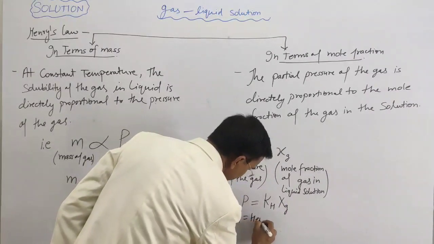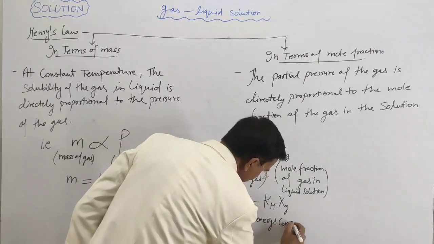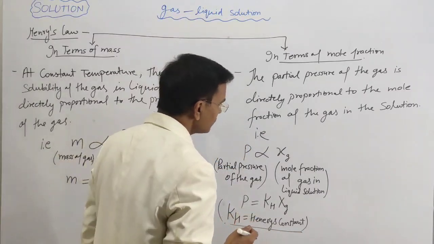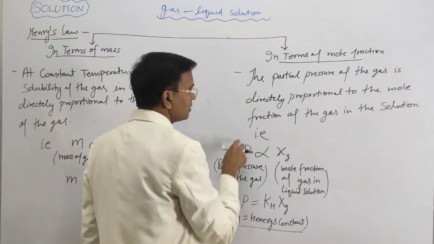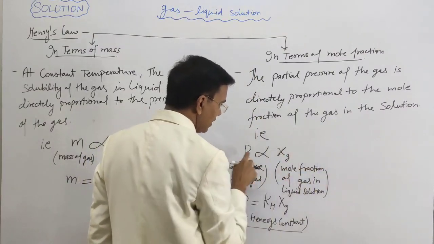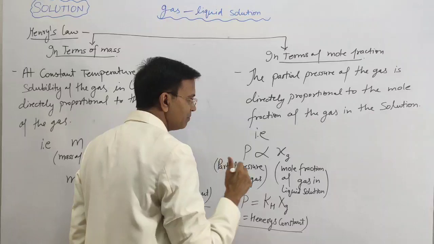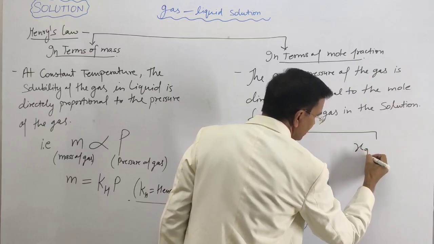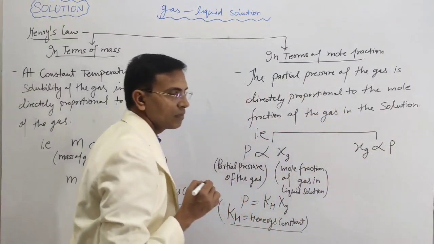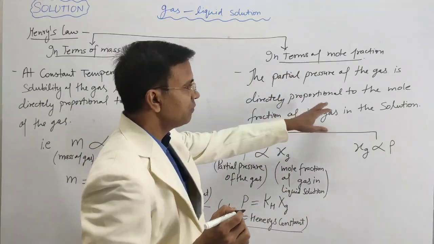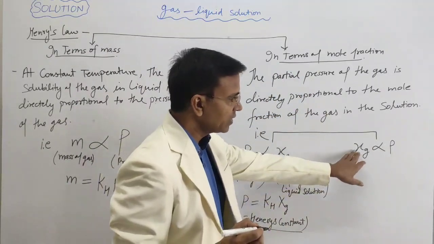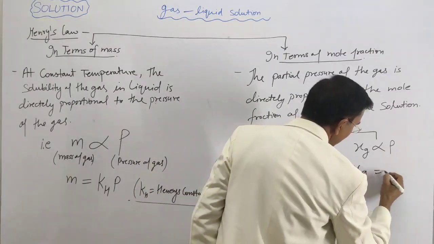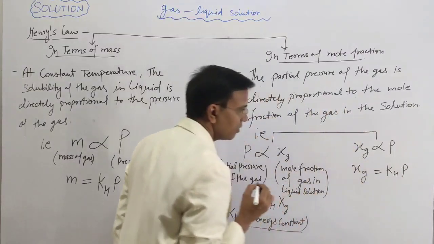kH is equal to Henry's constant, right? And we may also write this in another way. Here the pressure is directly proportional to mole fraction, and it may also be written as mole fraction is directly proportional to pressure, right? Because if pressure increases, the mole fraction of the gas in the solution increases. So here X gas is equal to kH p, right?